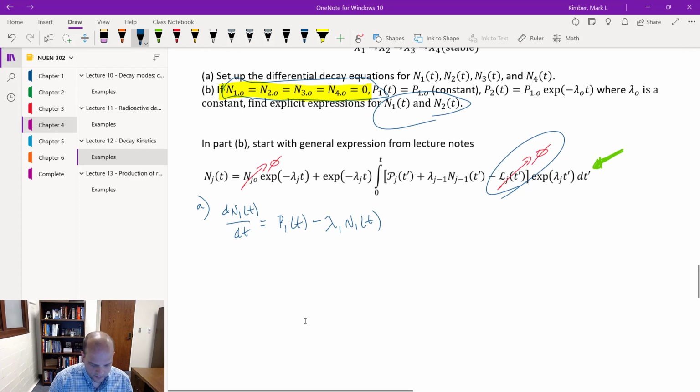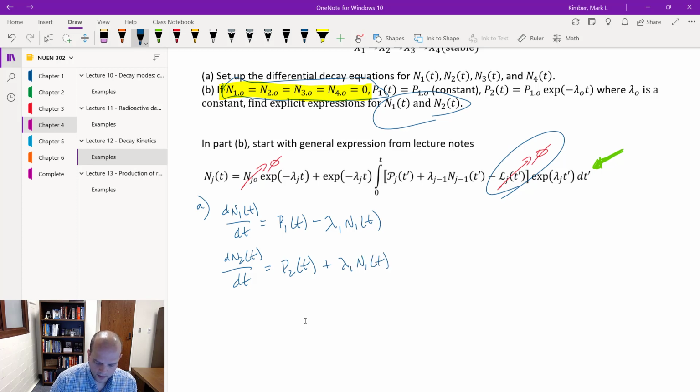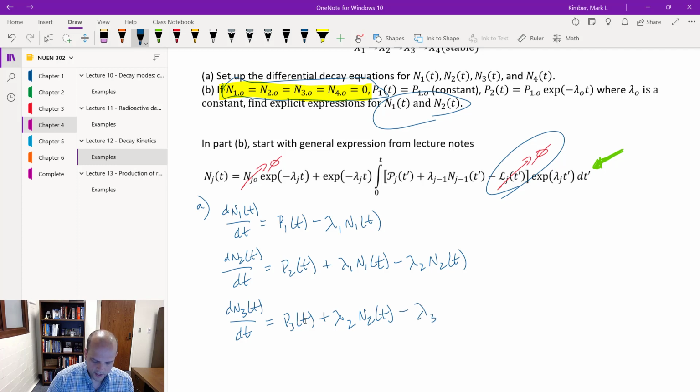For isotope 2, I do the same thing. I've got my production, and then I've got isotope 1 coming into isotope 2. Everything that decays from isotope 1 becomes isotope 2. And then going out, I've got the following. So I decay down to isotope 3. And my differential equation for N3 is going to be my production term plus the decay from its parent, which was lambda 2 N2, and then its own decay down to isotope 4.